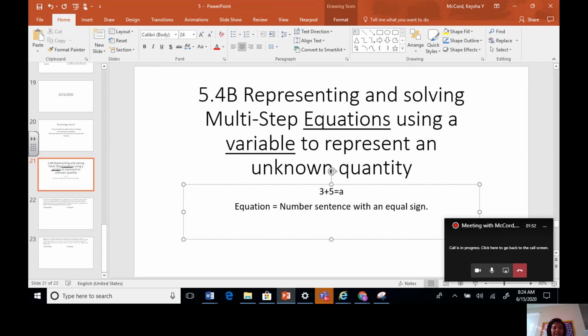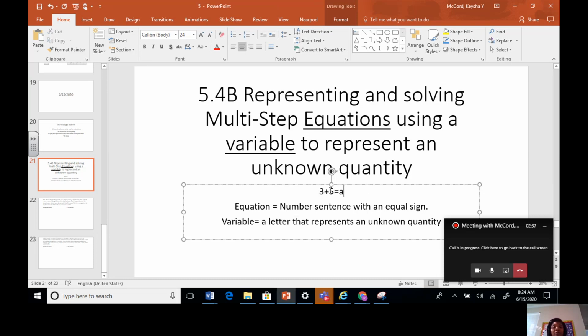Okay. The next vocabulary we're going to talk about is a variable. A variable is a letter that represents an unknown quantity. Spelling is off. So a variable is a letter that represents an unknown quantity or an unknown amount. Okay, now notice, I didn't say number, I said letter. In math, sometimes we use letters to represent what we don't know.